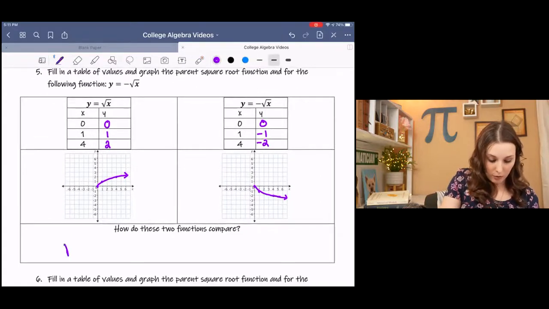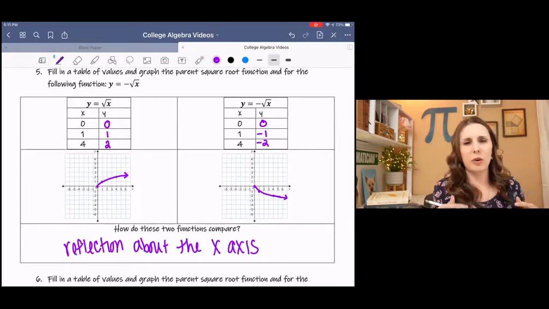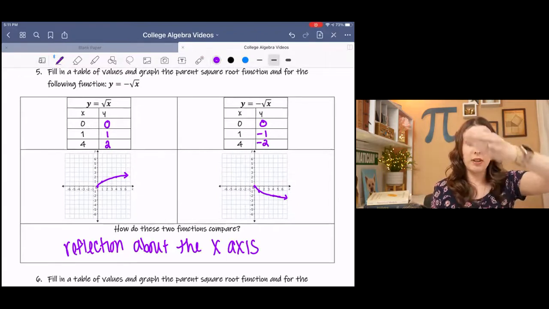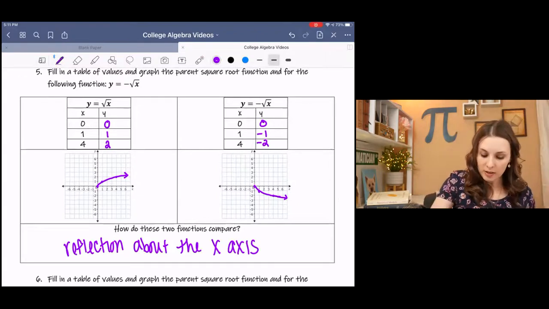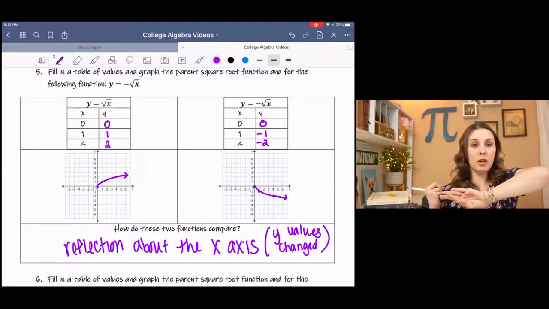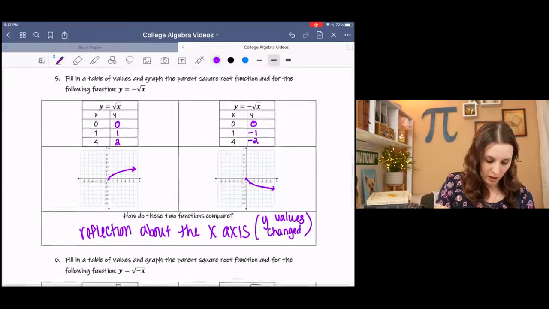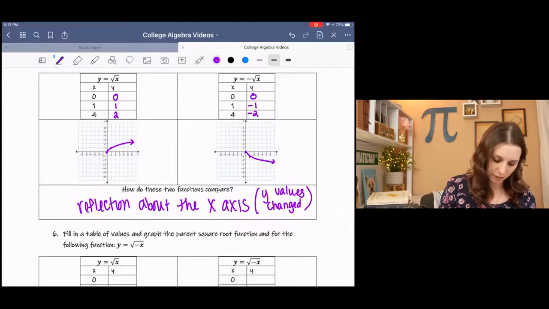It is a reflection about the x-axis. So basically when I say about the x-axis, that means it's a mirror image over the x-axis, which means that the y values changed. So for it to be moving from up here to down here, that's an indication that the y values are changing, even though we say reflection about the x-axis.